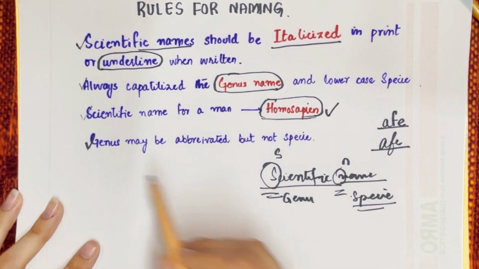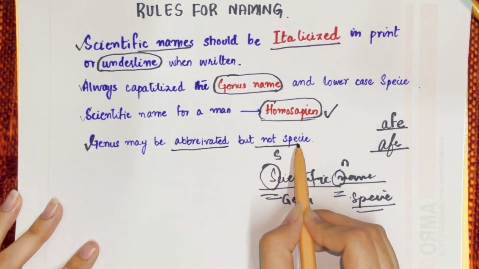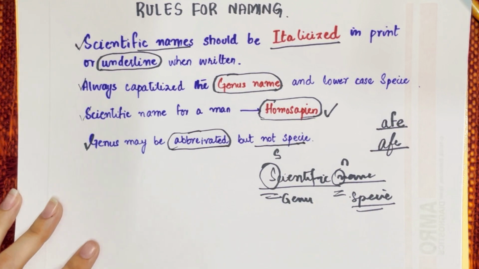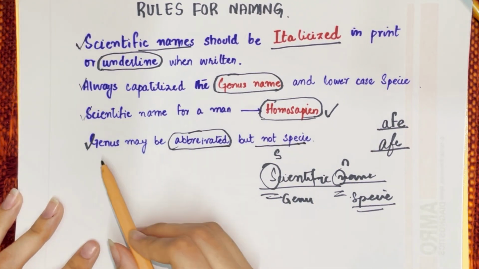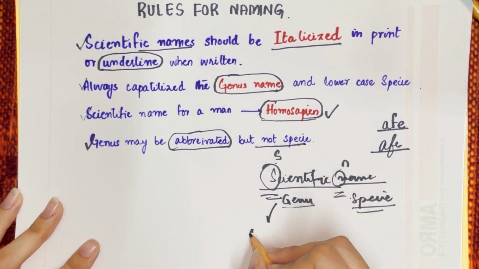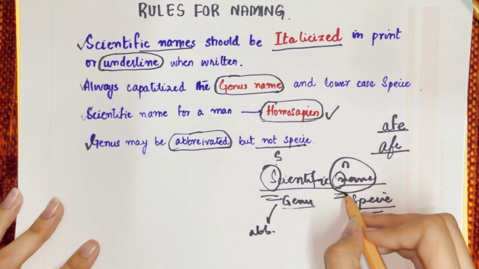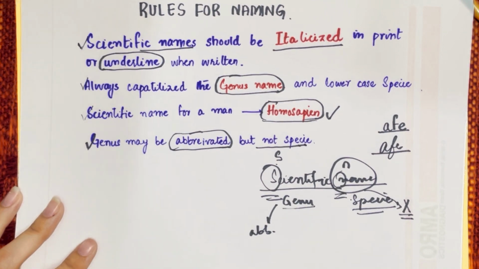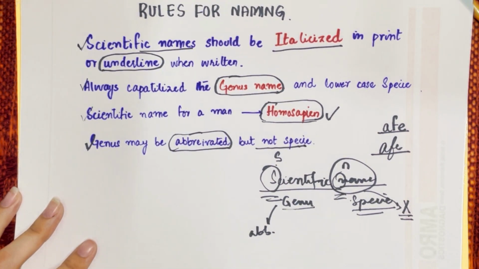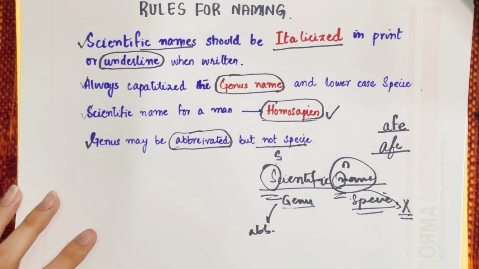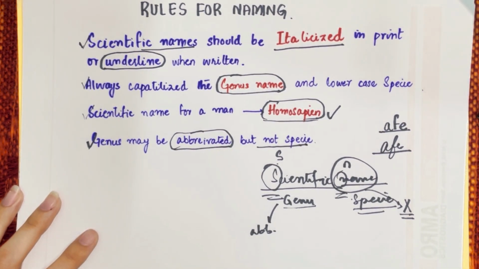The last pointer says genus may be abbreviated but not the species. By the term abbreviated we mean made smaller to be learned in an easier way. So the genus, written with a capital letter, may be abbreviated, but the name of the species cannot be abbreviated and it cannot be changed. These are some rules that we need to keep in mind when we are working on nomenclature. Although we don't usually do it because the scientists do it, we do need to know about these rules.